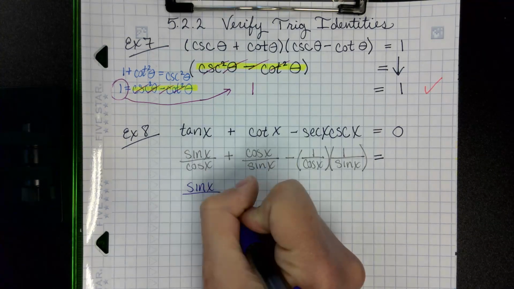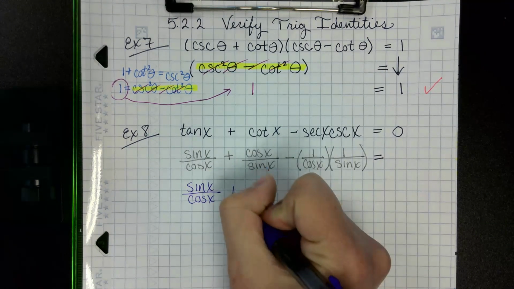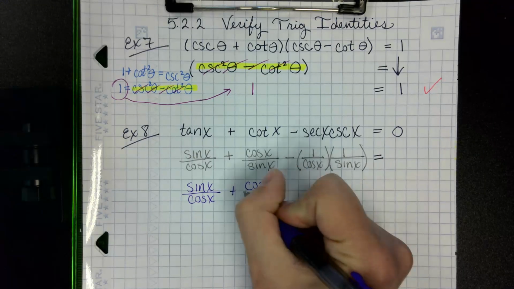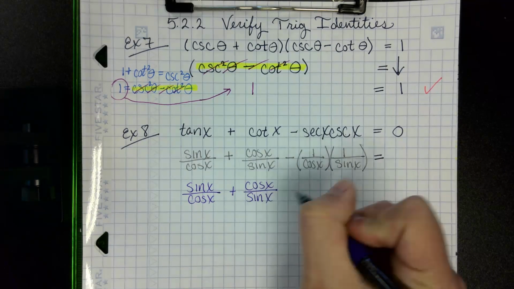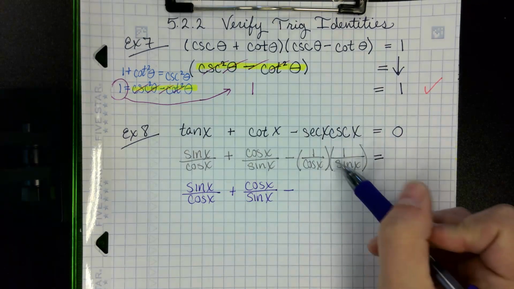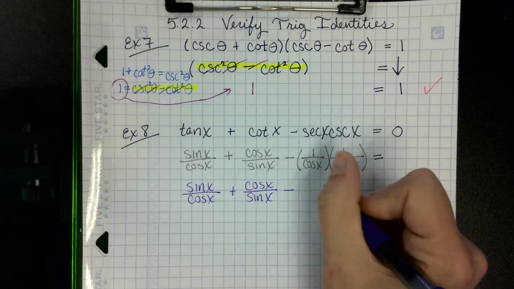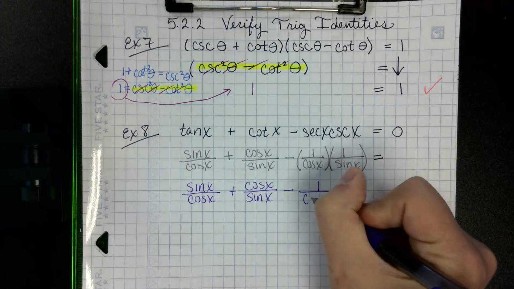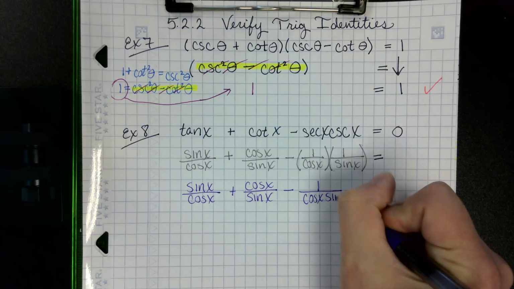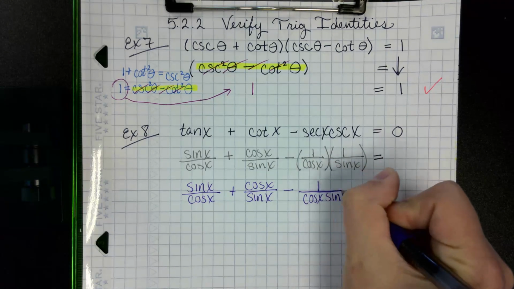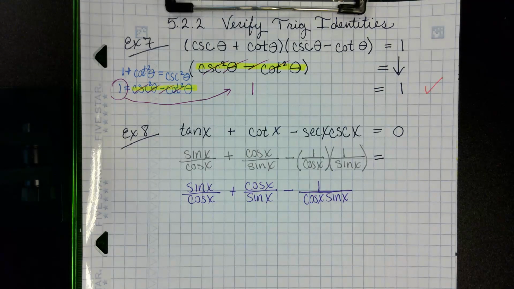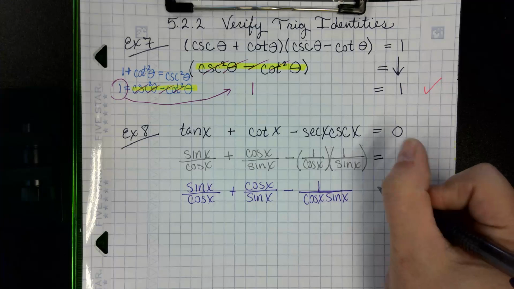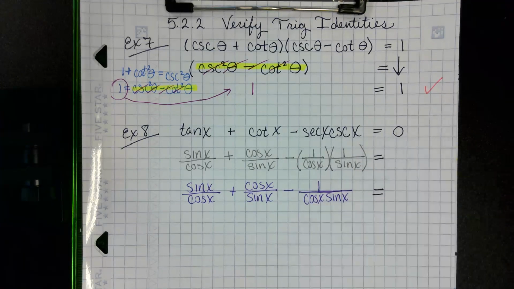So I have sine x over cosine x plus cosine x over sine x minus, and here I'm going to multiply, so numerator is 1 times 1, so that's 1. Denominator is cosine times sine, so cosine sine. So even these little steps like that, you want to do every tiny step when you're verifying, because you're showing 100% what you're doing. This is all about showing your steps.